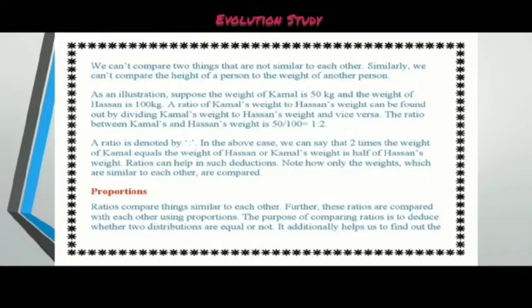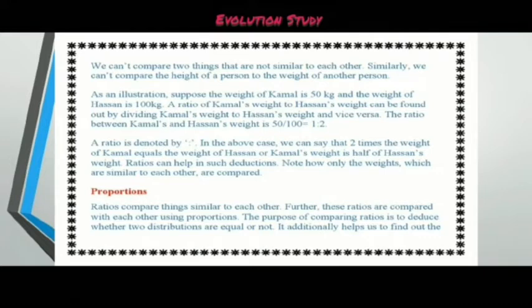As an illustration, suppose the weight of Kamal is 50 kg and the weight of Hassan is 100 kg. A ratio of Kamal's weight to Hassan's weight can be found by dividing Kamal's weight by Hassan's weight, and vice versa. The ratio between Kamal's and Hassan's weight is 50 divided by 100, which is 1:2. A ratio is denoted by is/to. In the above case, we can say that 2 times the weight of Kamal equals the weight of Hassan, or Kamal's weight is half of Hassan's weight. Ratios can help in such deductions. Note how only the weights which are similar to each other are compared.